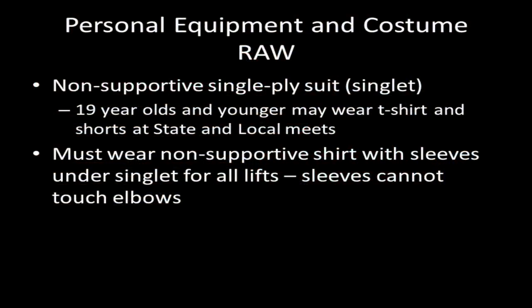What I'd like to talk to you about today, the first thing I want to talk about, is your personal equipment and your costume. I'm going to do this by covering the raw category and the assisted lifting category. In the raw category, every lifter must wear a non-supportive single-ply singlet, unless they're 19 years old and younger and working at a state or local meet, and then they can wear t-shirts and shorts. All lifters must wear a non-supportive shirt with sleeves under their singlet for all lifts. Sleeves cannot touch the elbows.